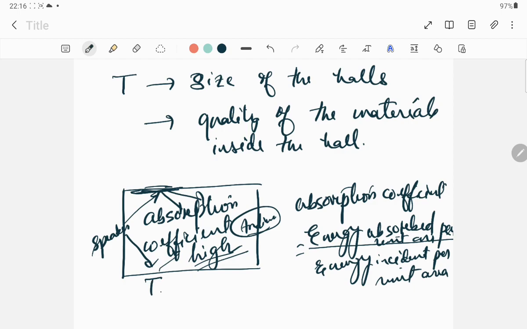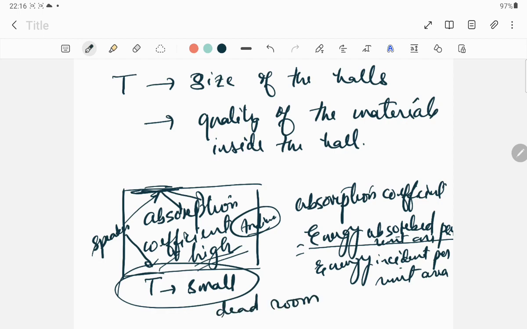So reverberation time will be very small. So it will turn into a dead room.